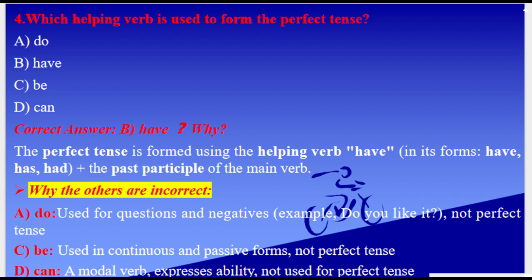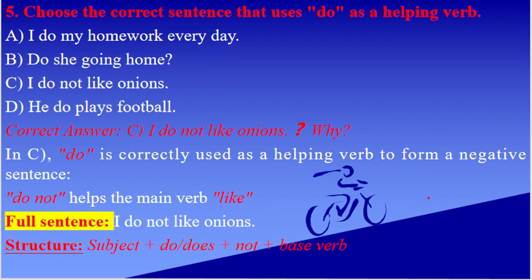5. Choose the correct sentence that uses "do" as a helping verb. A. I do my homework every day. B. Do she going home? C. I do not like onions. D. He do plays football. Correct answer: C. I do not like onions.